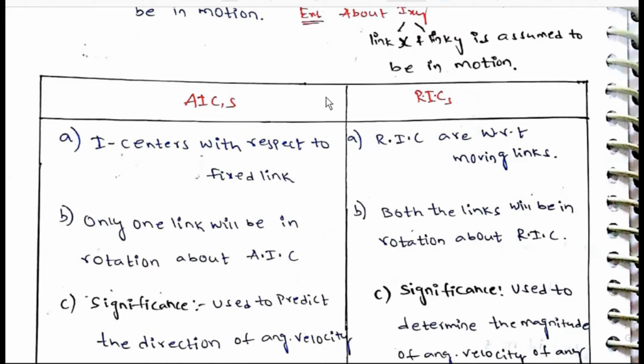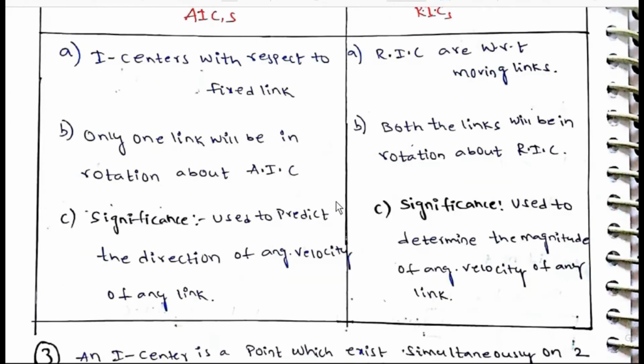Absolute I-centers are I-centers with respect to the fixed link. Relative I-centers are with respect to moving links. Only one link will be in rotation about an absolute I-center. Both links will be in rotation about a relative I-center.